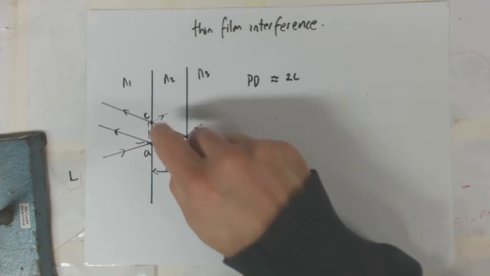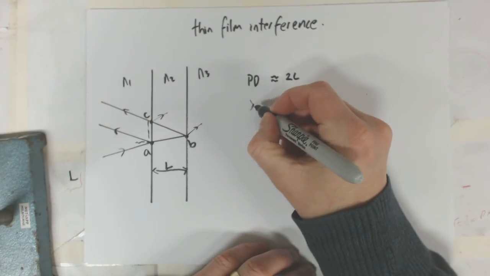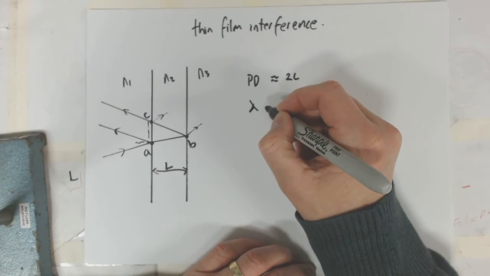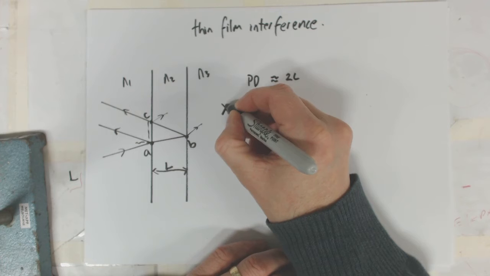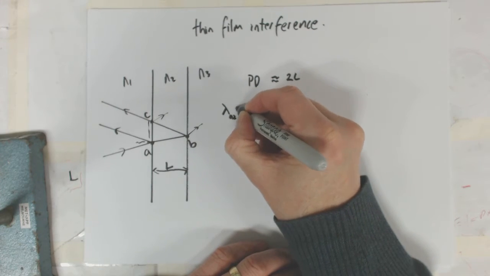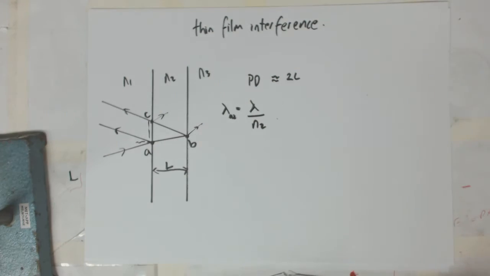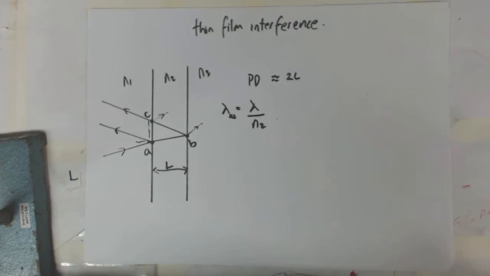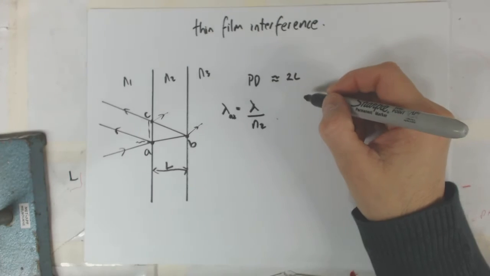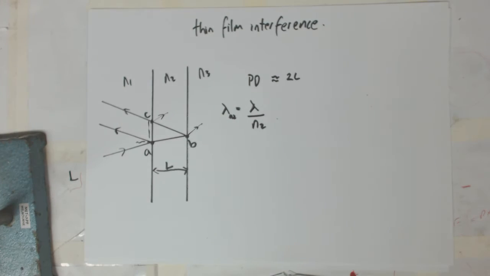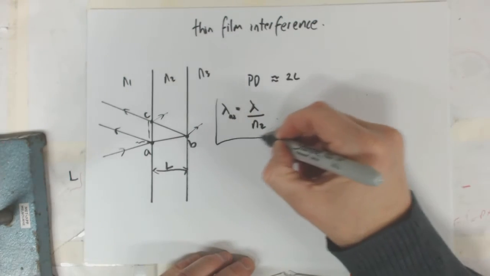So the wavelength inside this medium, the wavelength in N2, is going to be equal to the wavelength on the outside divided by the refractive index of that medium, N2. That's something we did in level 1, I suppose. So the wavelength actually changes. That's the first interesting thing to take into account, because otherwise we could just say 2L has to be equal to an even number of those wavelengths, the wavelength in N2, the one we just defined.